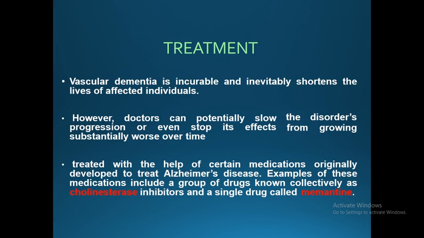Yes, just like the disorder we discussed earlier, slowing the progression or even stopping its effect from growing worse over time, treated with the help of certain medications originally developed to treat Alzheimer's disease. Examples of this drug class, collectively known as cholinesterase inhibitors, which we discussed earlier as well, will slow the progression. Yes, cholinesterase inhibitors and a single drug called memantine.